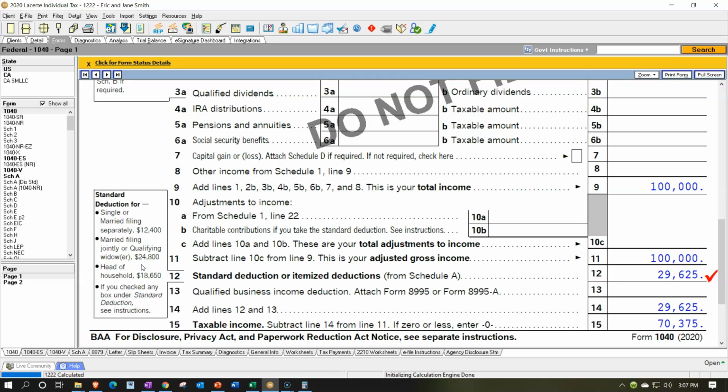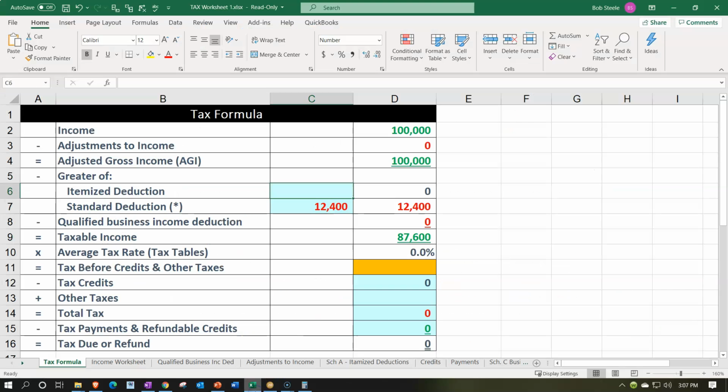And that's kind of the point of the simplification of the tax code when they did that, so that more people are not itemizing, because it only benefits people, often people that are more well off, like if you have multiple homes or something. But in any case, that is going to be that. So there's the 29,625.